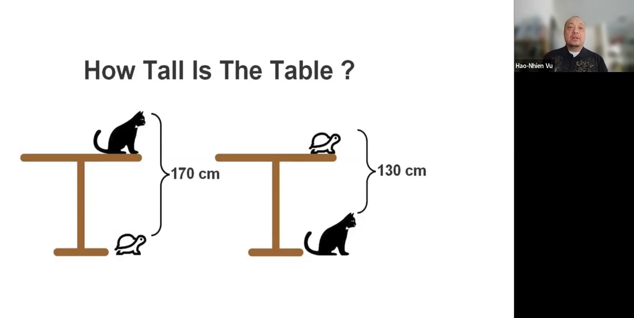The question asks, how tall is the table? On the left, the distance from the top of the cat to the top of the turtle is a total of 170 centimeters, with the cat on the table and the turtle on the floor. Then you switch their places. Now the turtle is on the table and the cat is on the floor, and the distance between the top of the cat and the top of the turtle is now 130 centimeters. The question is, how tall is the table?